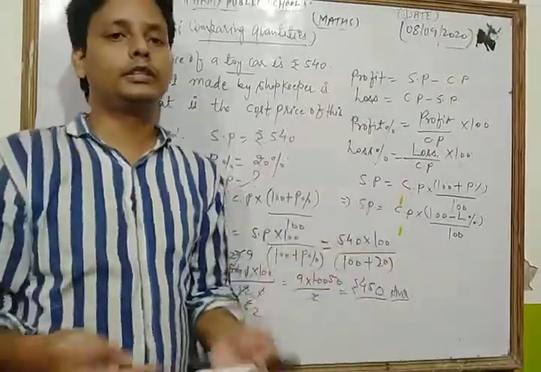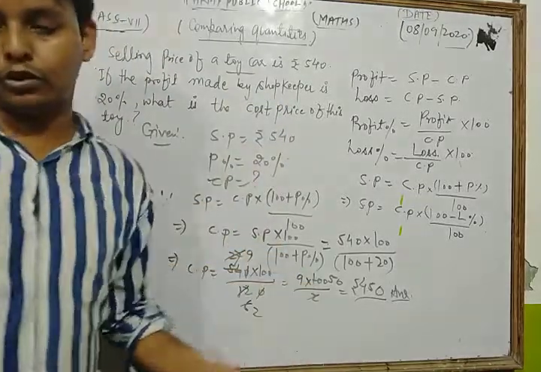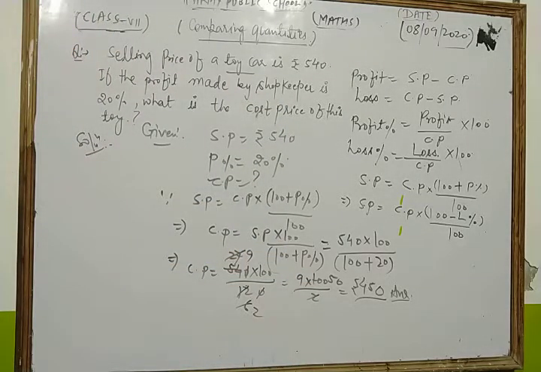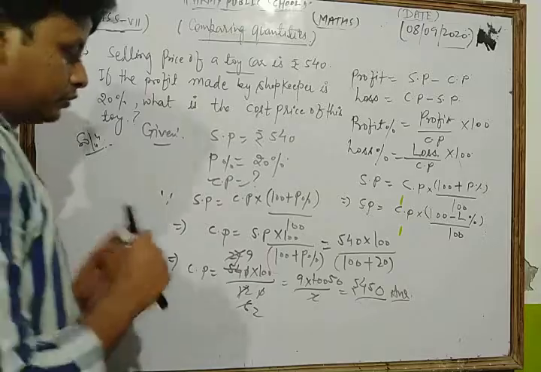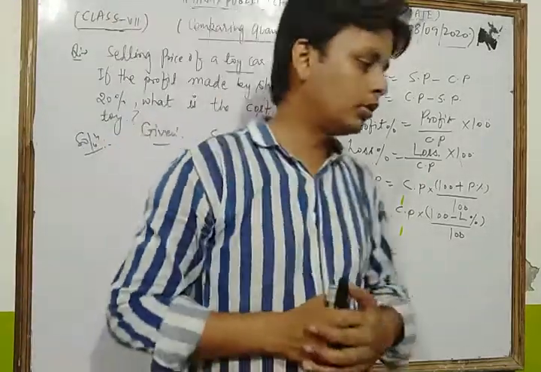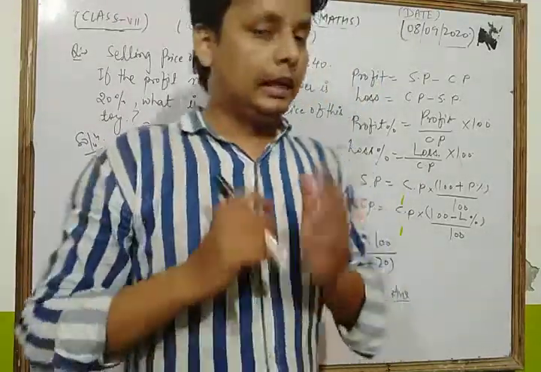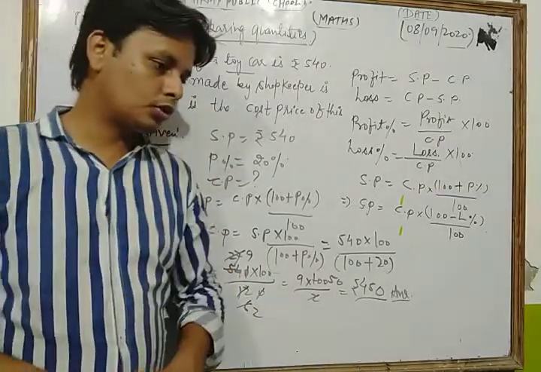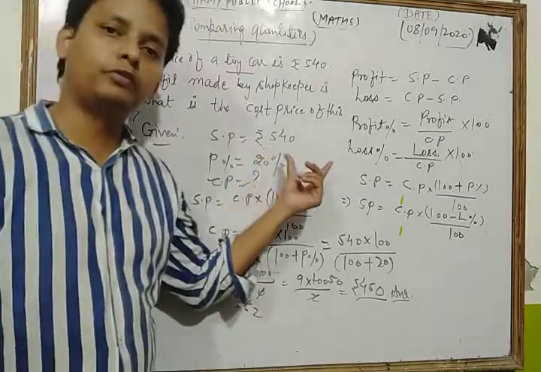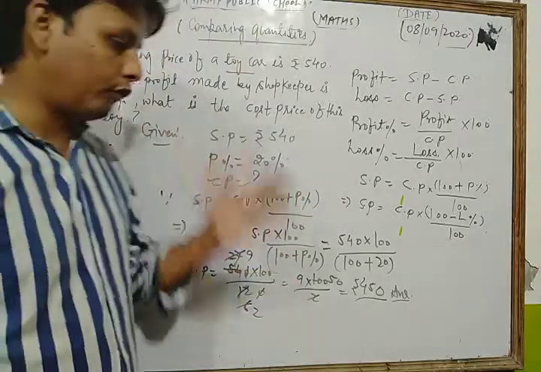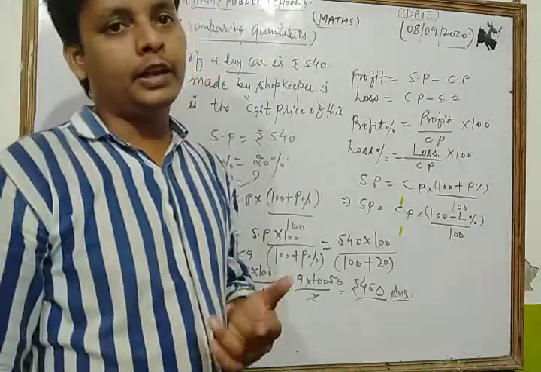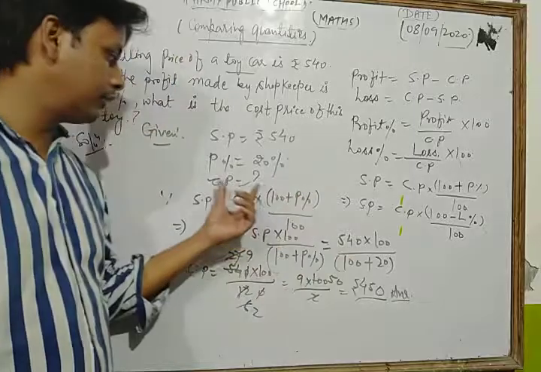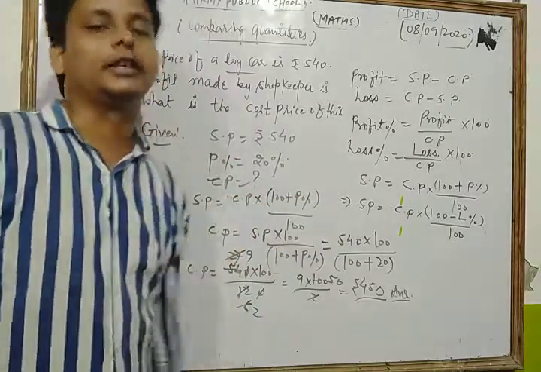So dear students, in this way you can solve this type of question. This is one of the most important questions of your syllabus. Let's see once more. In that question, the selling price of the toy is given as rupees 540, and the profit percent is given as 20%. And we find the value of the cost price of this toy car.